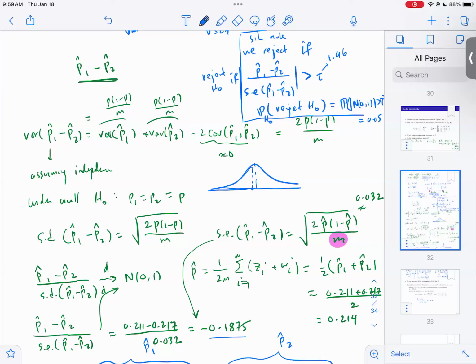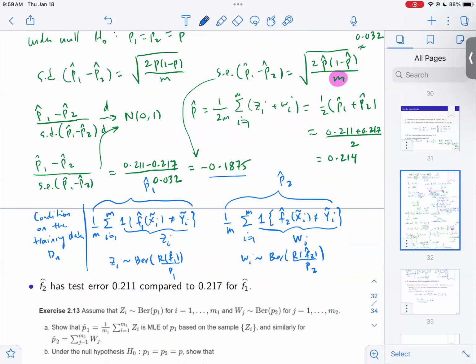And the reason that P1 hat and P2 hat are not necessarily independent, and we have to assume that they were, is because they have the same test data, right? Yes, exactly. If you test P1 on M1 and P2 on M2, then you're good. That would be perfectly fine. So the reason I'm worried is that I'm using the same test data. But if I split my test data into two pieces, and I test one on one set and the other on the other, then everything would be fine.